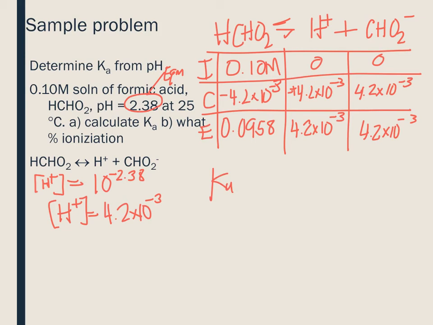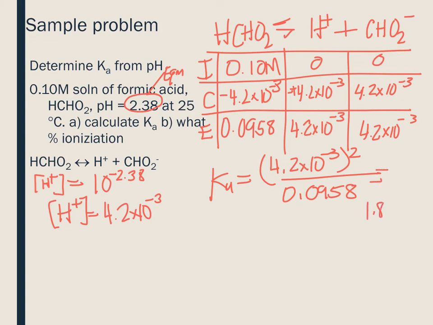Okay, so now I can find my Ka. My Ka is my products over my reactants, so 4.2 times 10 to the negative third. I'm going to go ahead and square that because they're the same value, all over my 0.0958. And that will get me an answer of 1.8 times 10 to the negative fourth for my Ka.